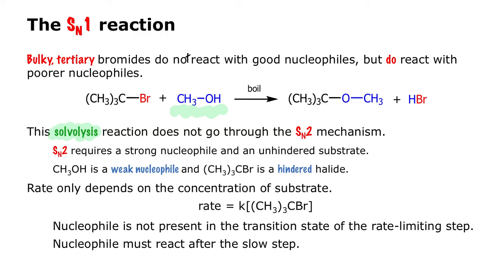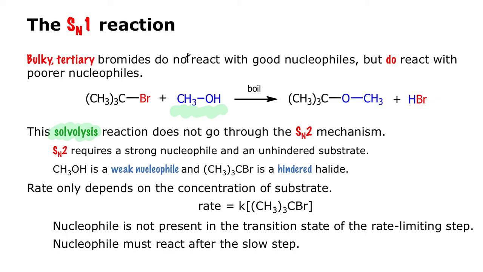The process is essentially reaction with solvent, and those sorts of reactions are known generically as solvolysis reactions. And so we're saying because the reaction is occurring with what is essentially the solvent, we simply call that a solvolysis reaction. It's known that this does not go through an SN2 mechanism for a couple reasons. One is SN2 reactions require a strong nucleophile. And we also know that they only happen with unhindered substrates because of the backside attack of the nucleophile. In this case, we have a weak nucleophile in the form of the methanol, and we have a hindered halide in the form of the t-butyl bromide.